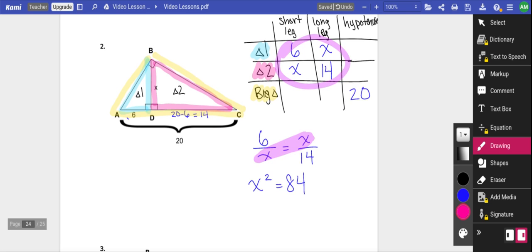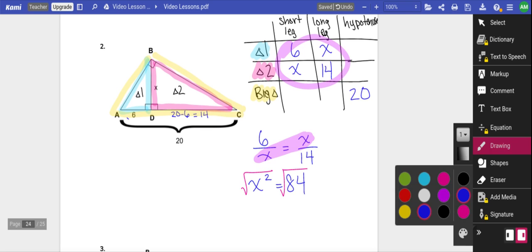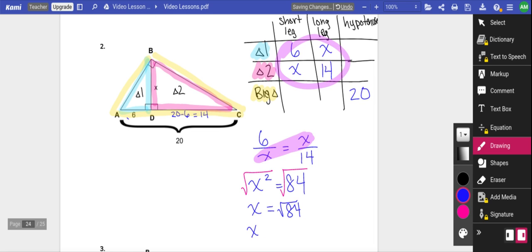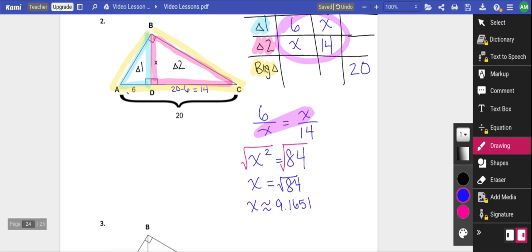How am I going to determine the value of x? I need to take the square root of both sides. In this question, I'm going to write this as a decimal first, just in case we need to round to the nearest tenth. We're going to write square root of 84 first, and then also that it's about 9.1651, which if I rounded, would be about 9.2. But we need to talk about the square root of 84.